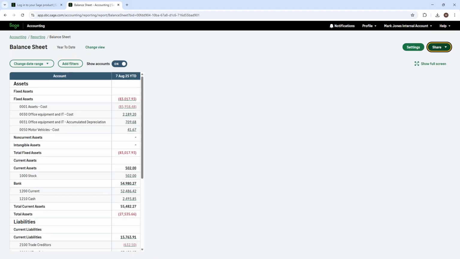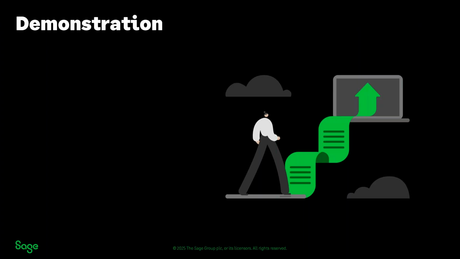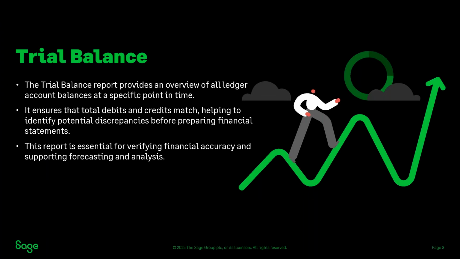So the last report we're going to look at before we move to forecasting is our trial balance. The trial balance report includes a summary of all your nominal ledger accounts, and it shows cumulative totals of the debits and credits. And you've also got a year-to-date column for comparing balances across periods.